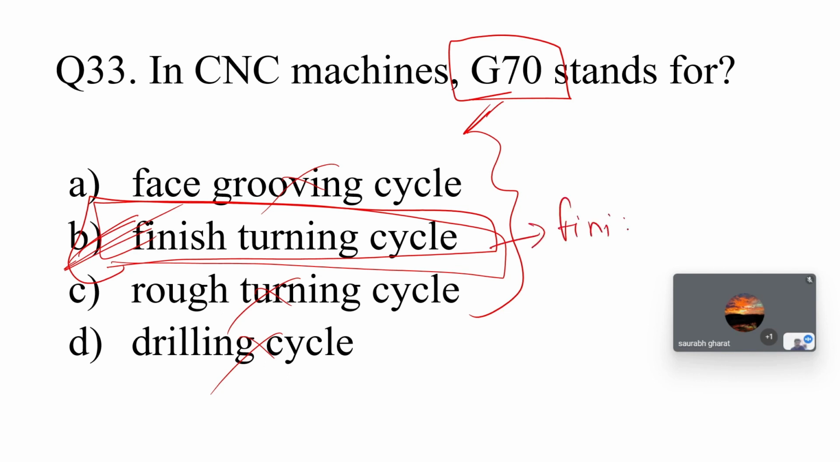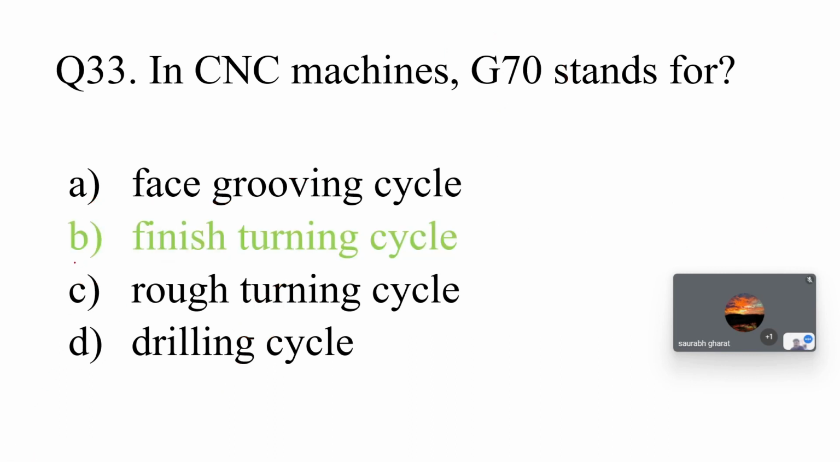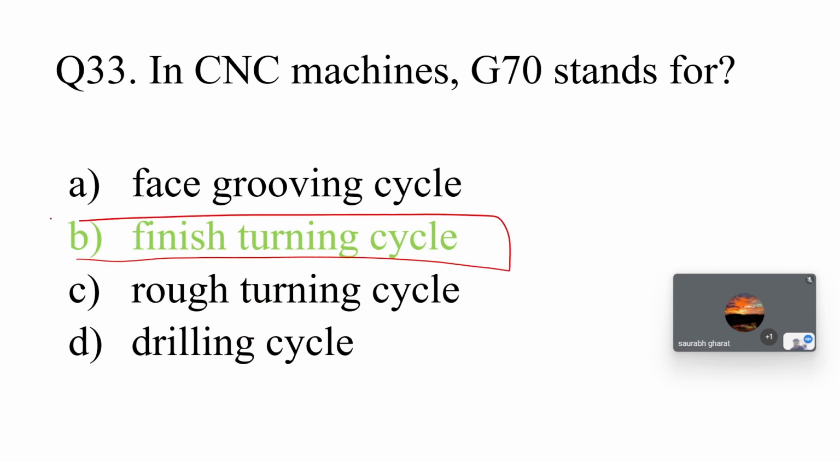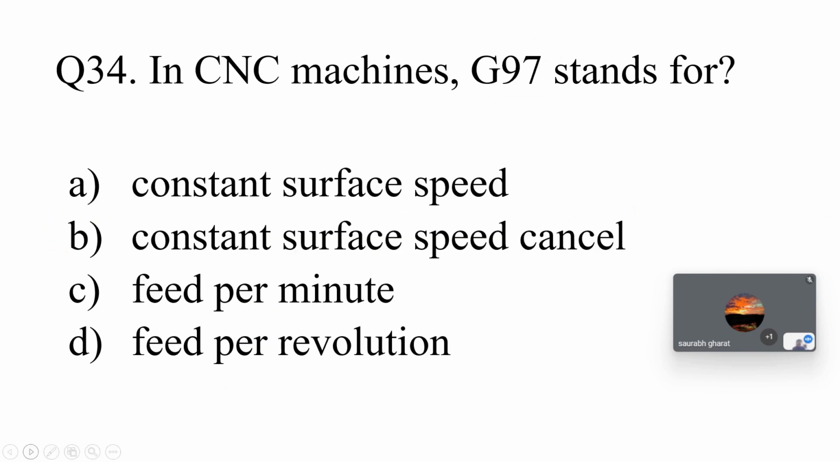So this is the only correct answer. It is called the finishing operation. So finish turning cycle is the only correct answer. So the 34th question in CNC machines: again, what does G97 stand for? This is the question.